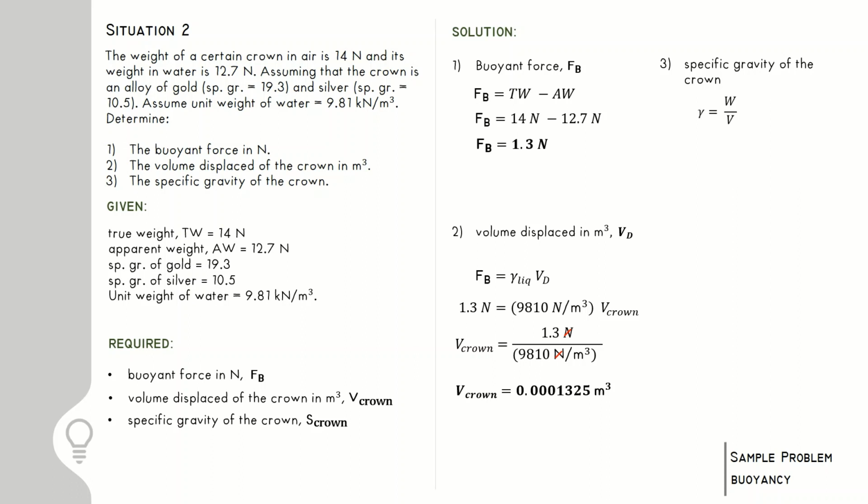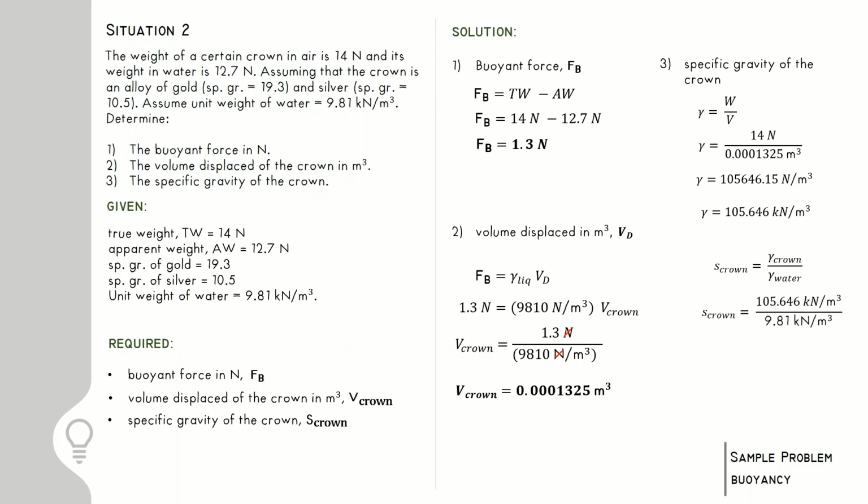And lastly, the specific gravity of the crown. First, let's solve the unit weight of the crown. So weight over volume. 14 Newton over 0.0001325 cubic meter, we have a unit weight of 105,646.15 Newton per cubic meter, or 105.646 kilonewton per cubic meter. So getting the specific gravity of the crown is equal to the unit weight of the crown over the unit weight of water. And we have 10.77 specific gravity of the crown.